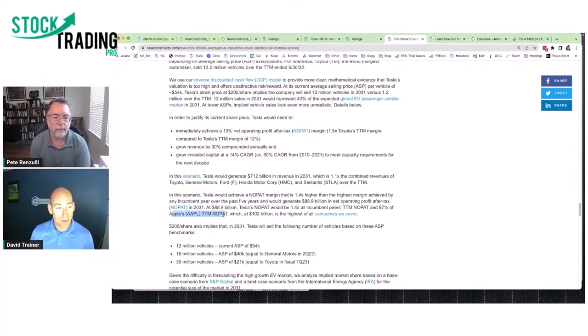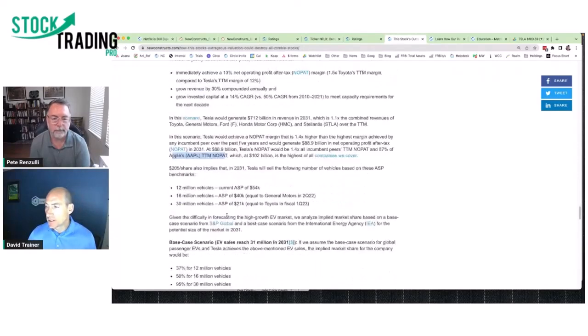And we're talking about a large scale manufacturer. Man, it's not like an iPhone. Okay, so let's go into some more examples. I told you guys about the 30 million vehicles, right? That's what's implied at $205 a share with an ASP of 21,000. And that's where Toyota is. I think that's probably a representative global ASP. At an ASP of 40K, it's 16 million.